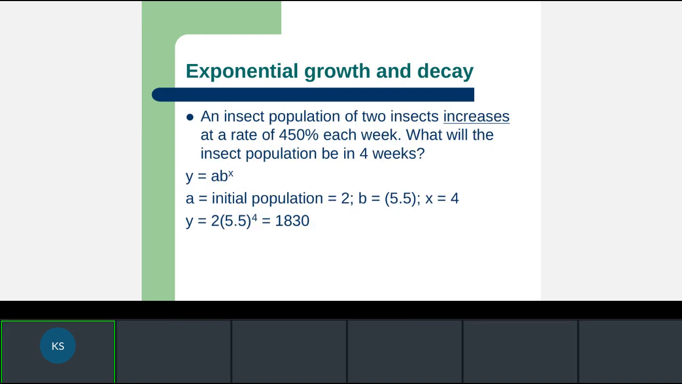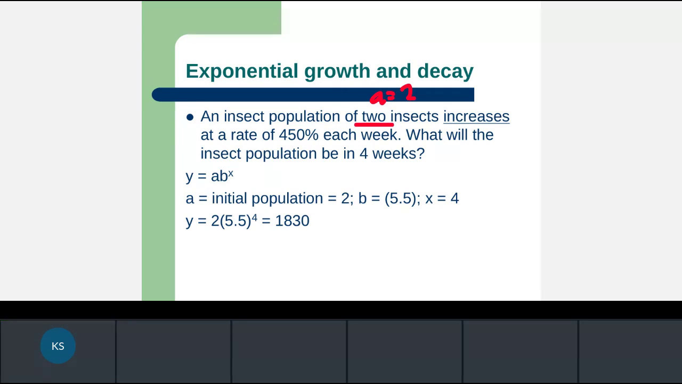An insect population of 2 insects increases at the rate of 450% each week. What will the insect population be at 4 weeks? Initial value, what did we start with? We started with 2. A is going to be 2. This one's tricky. It increases at 450%.